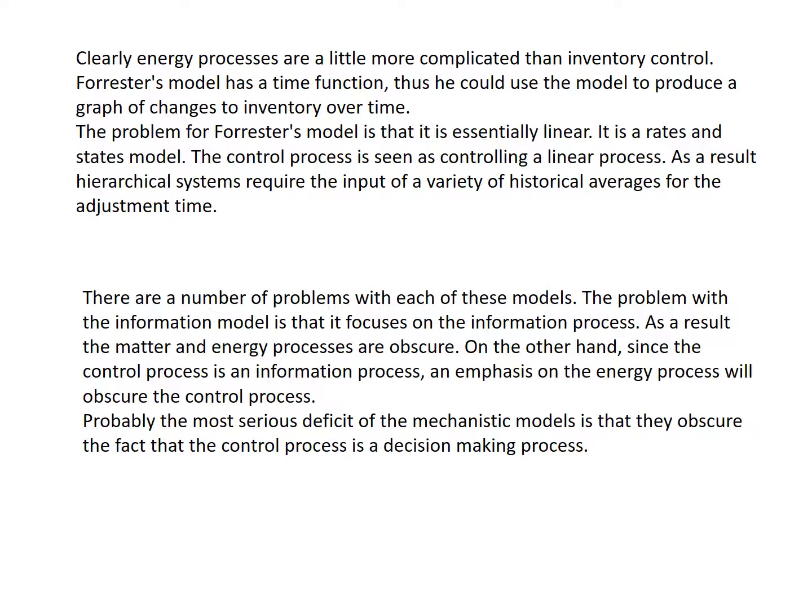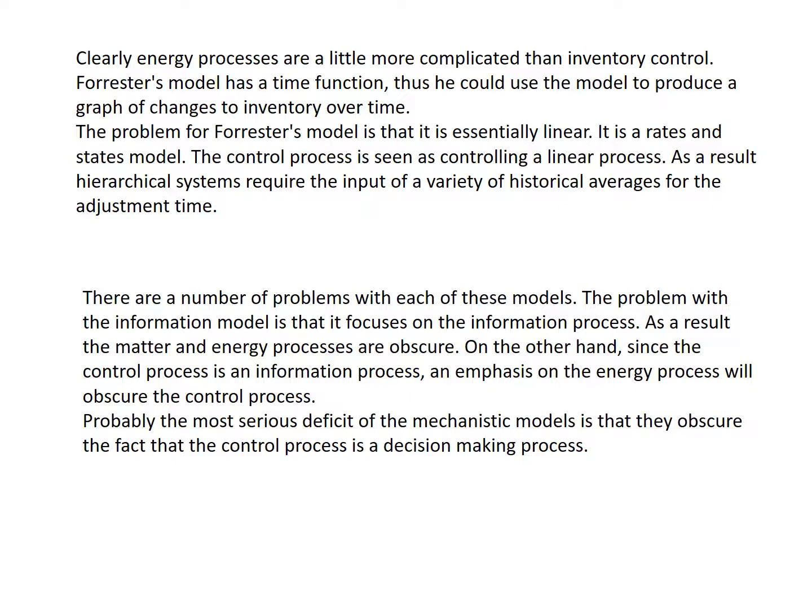The problem for Forrester's model is that it is essentially linear. It is a rates and states model. The control process is seen as controlling a linear process. As a result, hierarchical systems require the input of a variety of historical averages for the adjustment time.